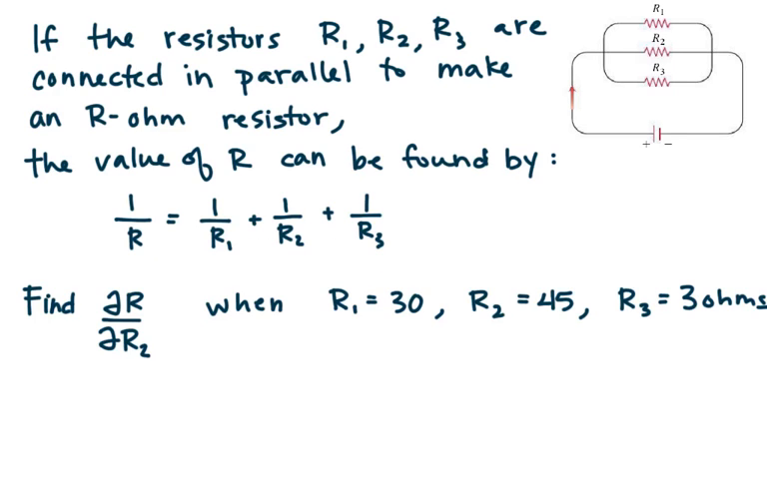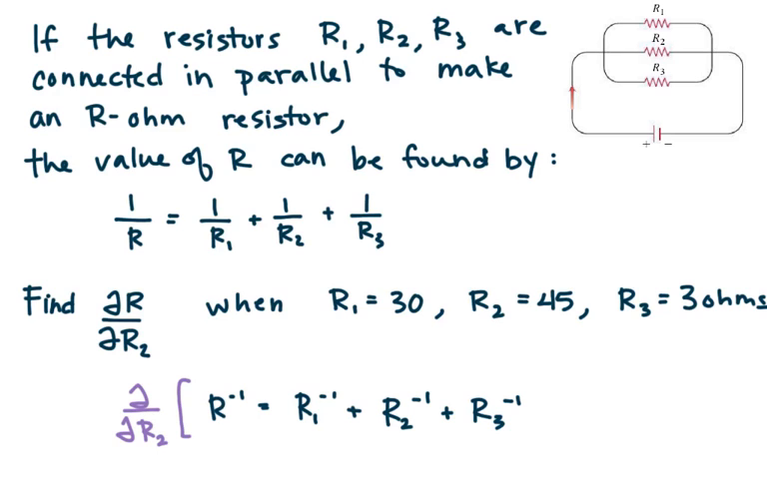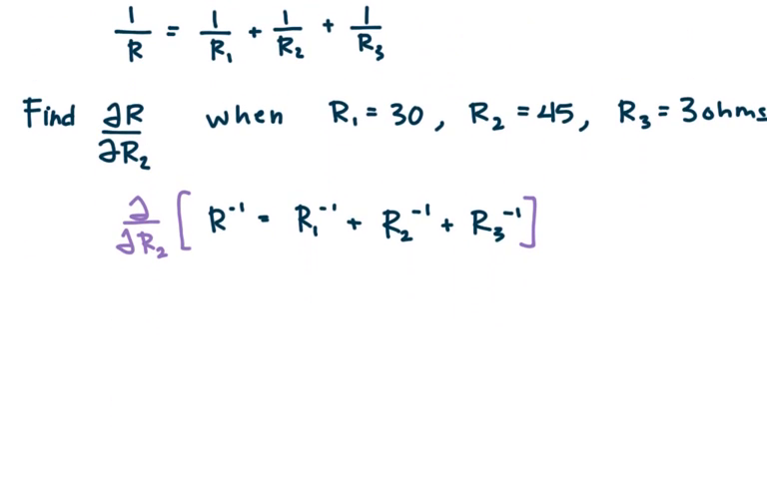So we're going to differentiate this with respect to the independent variable R sub 2. R is going to be my dependent variable, and R1 and R3, those are going to be constant values. So we're going to differentiate with respect to R sub 2. I'm going to rewrite R as R to the negative 1 equals R sub 1 to the negative 1 plus R sub 2 to the negative 1 plus R sub 3 to the negative 1. And the only reason I do that is it makes it easier for me to differentiate.